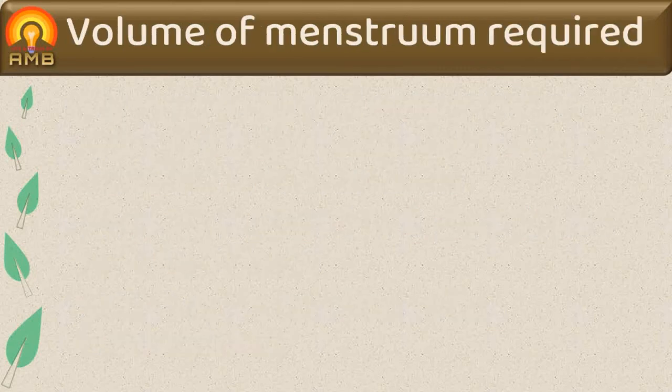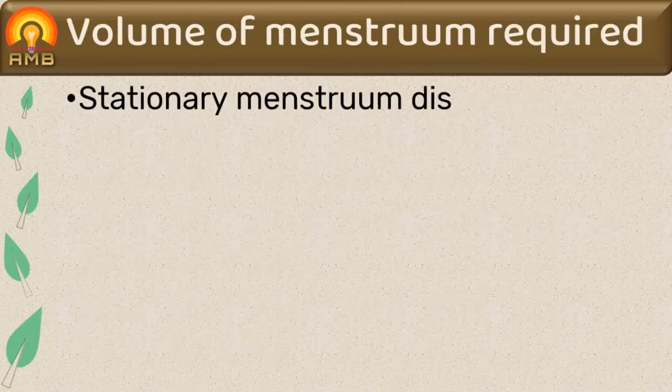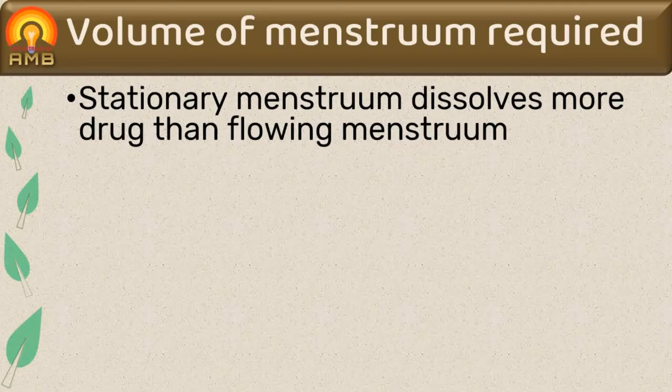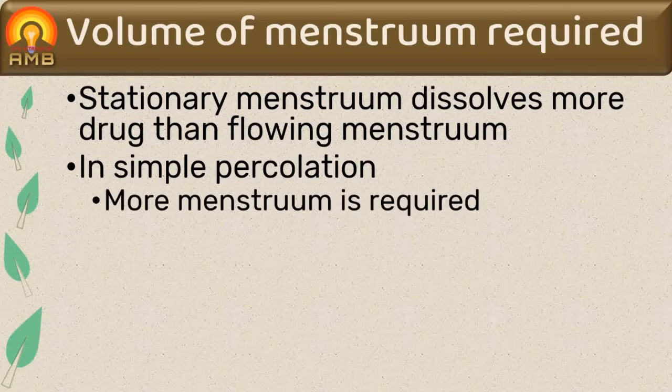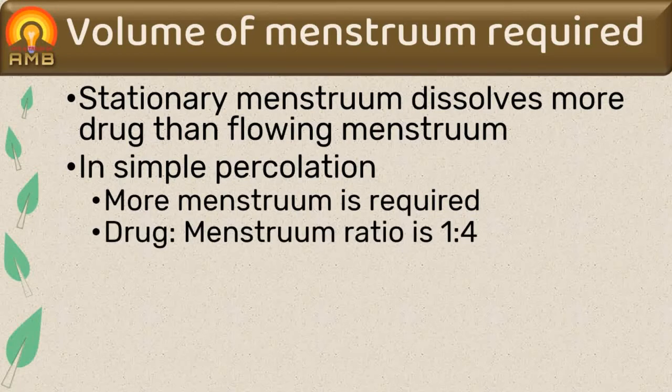Stationary menstruum dissolves more drug than flowing menstruum, as the drug remains in contact with menstruum for a long duration when menstruum is stationary. Thus in simple percolation process, more menstruum is required to extract active constituents from the crude drug. In simple percolation process, drug menstruum ratio is about 1:4. That is, if one part of drug is used, 4 parts of menstruum are needed.